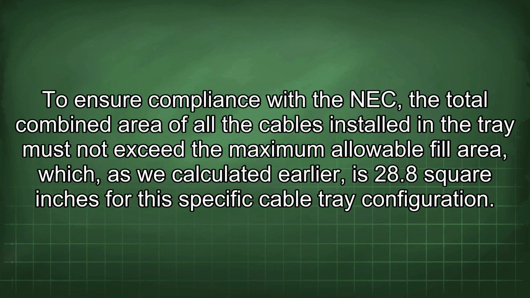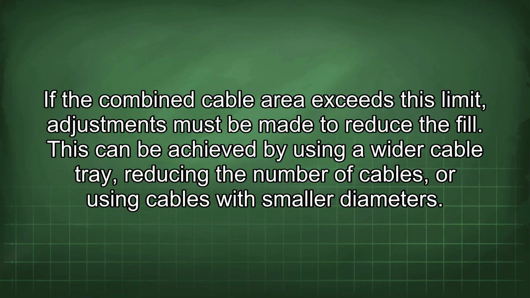To ensure compliance with the NEC, the total combined area of all the cables installed in the tray must not exceed the maximum allowable fill area, which, as we calculated earlier, is 28.8 square inches for the specific cable tray configuration. If the combined cable area exceeds this limit, adjustments must be made to reduce the fill. This can be achieved by using a wider cable tray, reducing the number of cables, or using cables with smaller diameters.